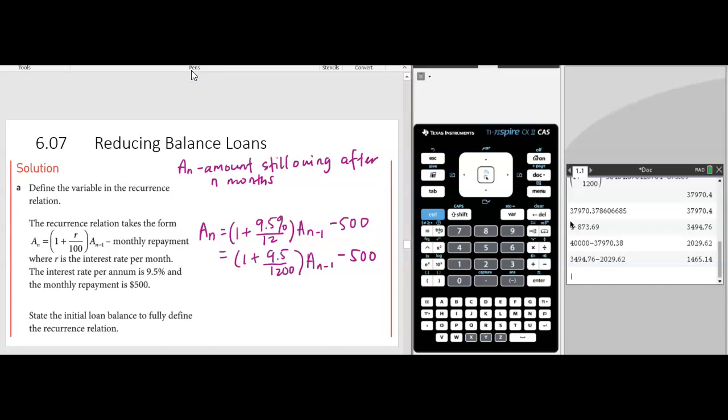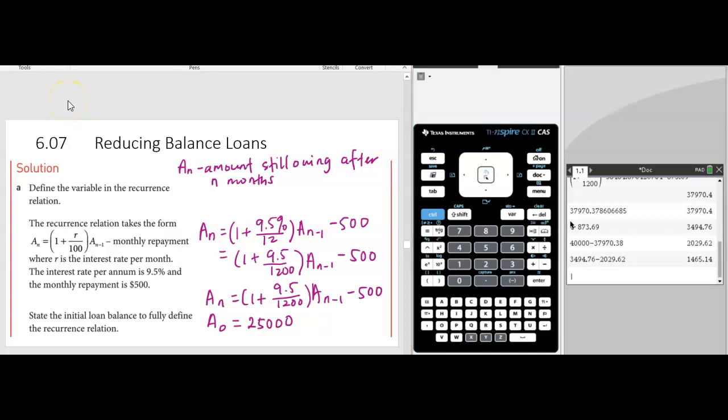So now how can I write the recurrence relation? I write this whole thing: A_n equals 1 plus 9.5 over 1200 times A_(n-1) minus 500. And don't forget the initial term, because for a recurrence relation you must always have the initial term. What is the amount that she actually borrowed? The amount she borrowed is 25,000.